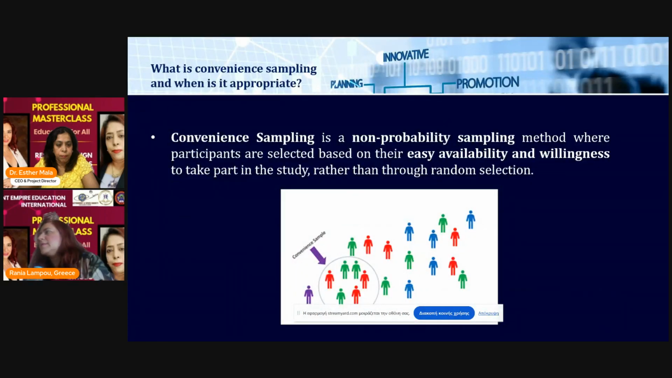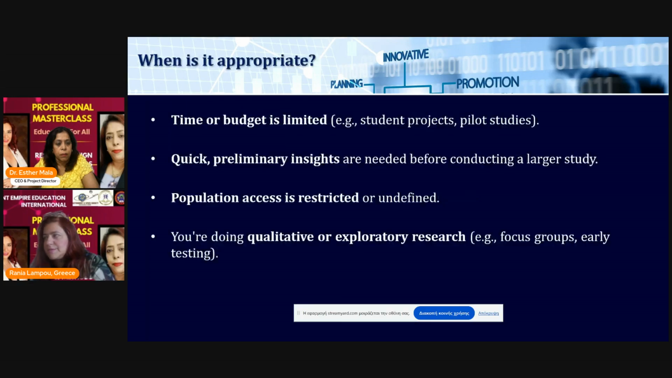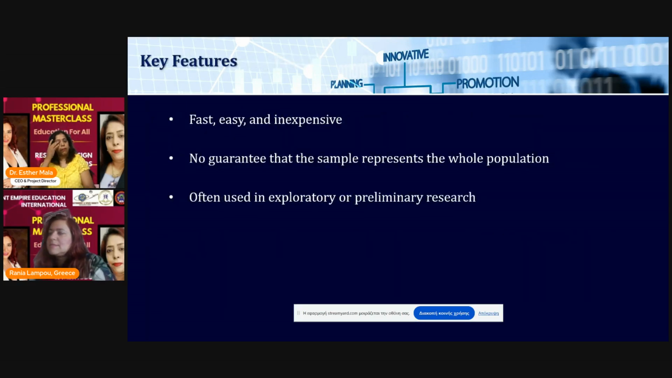Convenience sampling is a non-probability sampling method where participants are selected based on their availability and their willingness to participate in the study rather than through random selection. So it's fast, it's easy, it's inexpensive. There's no guarantee that this sample represents the whole population, of course, and it's often used in exploratory or preliminary research. I'll give you an example.